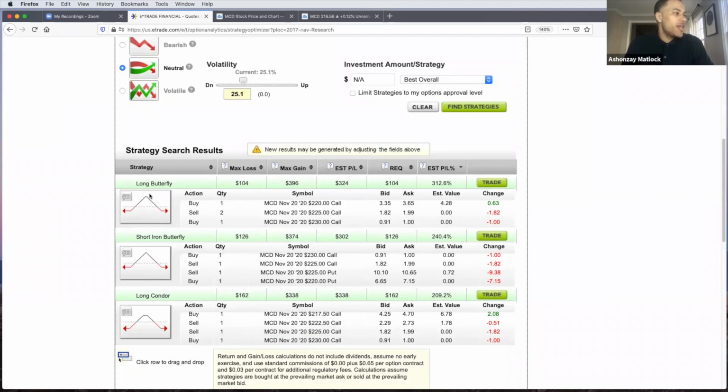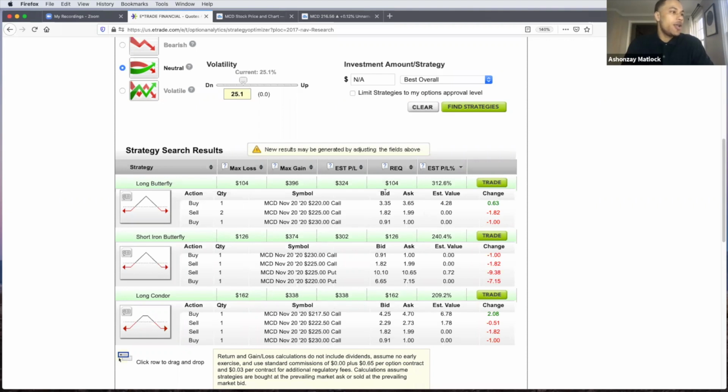Now, they basically have said, okay, we can do a long butterfly, a short arm butterfly, or a long condor. The requirements for these trades: this trade will cost me $100, this trade will cost me $126, this trade will cost me $162. However, look at my estimated profit loss percentages. On these trades, I can make approximately 312%, 240%, 209%.